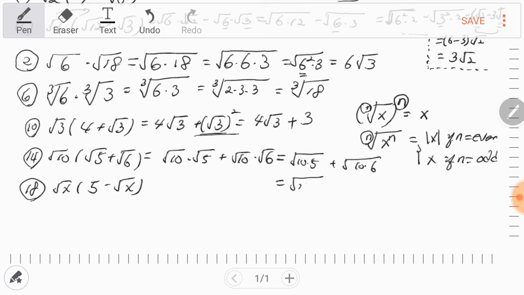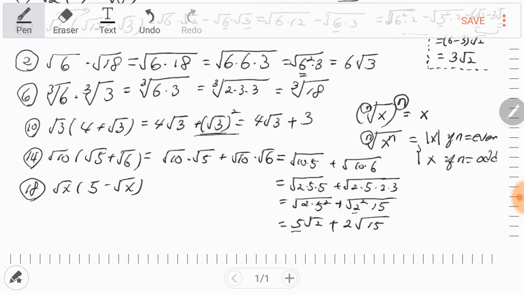So 10 is 2 times 5. Square root of 10, also 10 is 2 times 5. And 6 is 2 times 3. So from here, 2 times 5 squared, and the second radical, 2 squared times 5 and 3 stays there, so 15. So finally, this is equal to 5 square root of 2 plus, this 2 gets out, so 2 square root of 15. Okay.